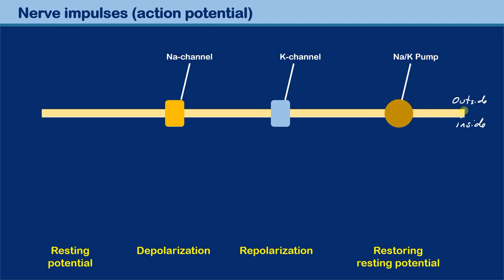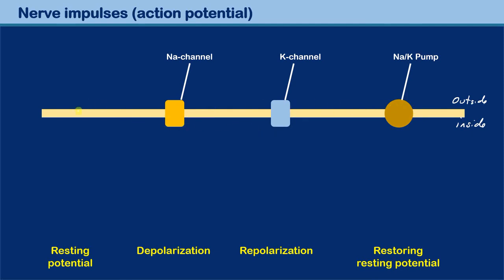Inside this membrane, we have a whole bunch of proteins, namely sodium channels, potassium channels. K is the chemical symbol for potassium, and we have over here an NaK pump. This is the so-called sodium-potassium pump, and I've given them different colors and different shapes to make it look nice.